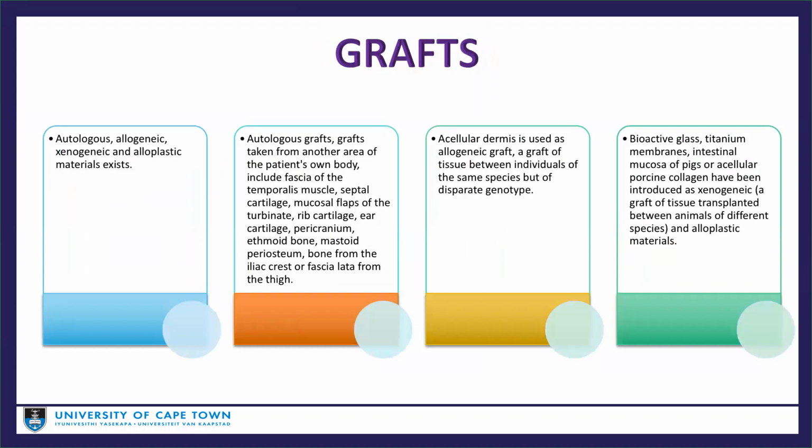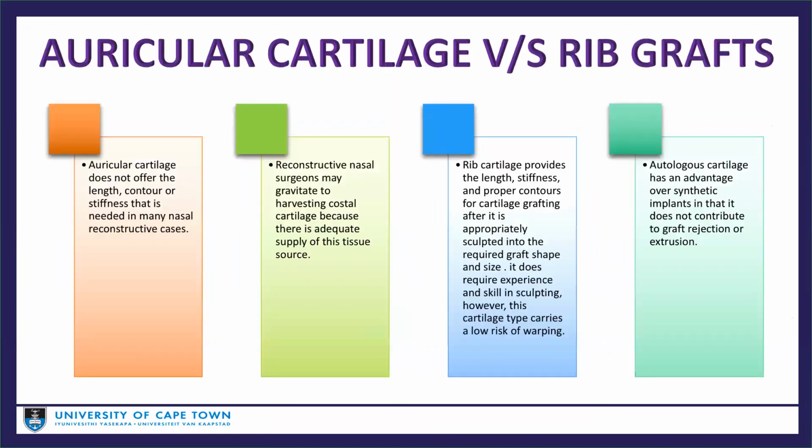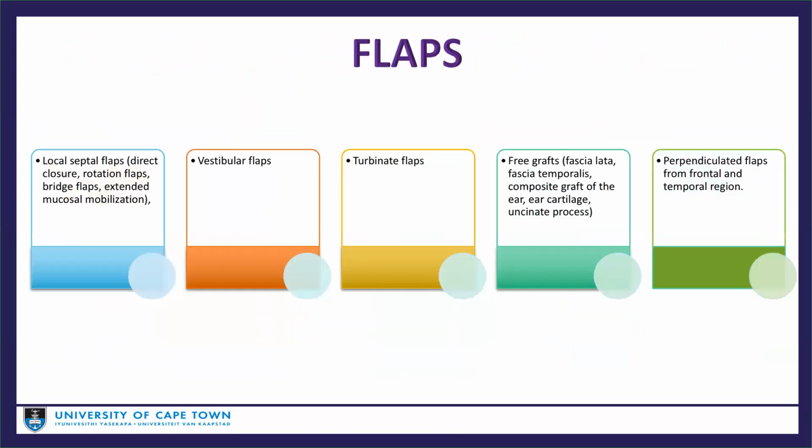The various grafts that we can use: the autologous grafts, which include septal cartilage, temporalis muscle, ribs. We've got allogenic grafts. We've got xenogenic grafts, such as intestine of horse and pigs. And we've also got alloplastic materials, such as titanium and bioactive glass that have been used to close septal perforations. But I'd just like to point out that rib grafts are better than auricular grafts, as rib grafts tend to provide length, stiffness, and proper contouring for repair of the septal perforation.